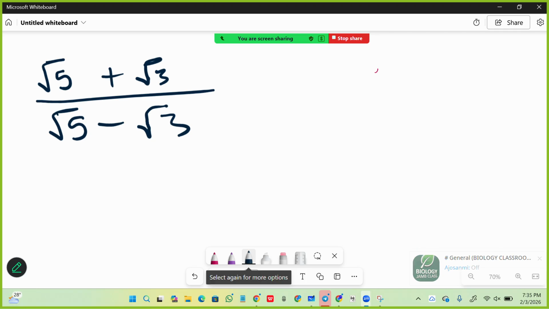Okay, I'm now screen recording. Now, root 5 plus root 3 over root 5 minus root 3.